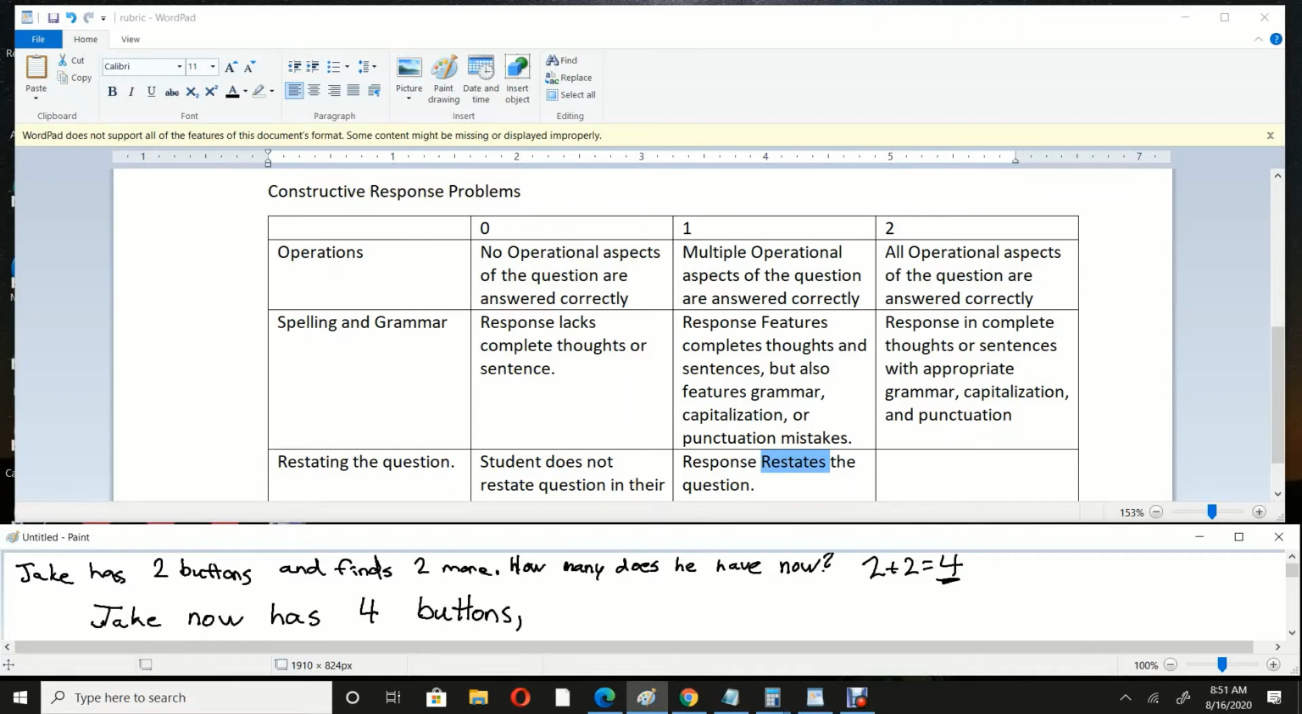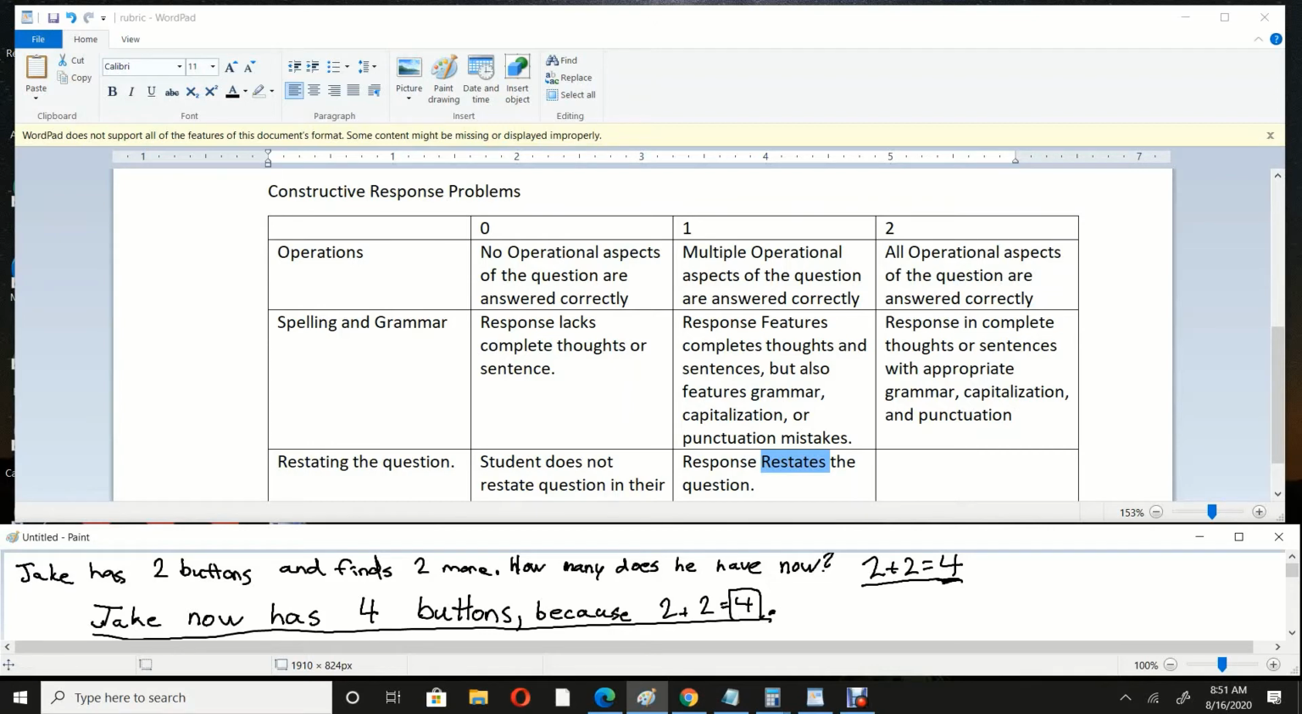Okay, and I want to have my supporting evidence, which over here really is sufficient evidence. But if I wanted to continue this, I would write because, and because is fine there, because 2 plus 2 equals 4. So that's a complete sentence, complete thoughts, it restates the question, and it's got the correct answer.